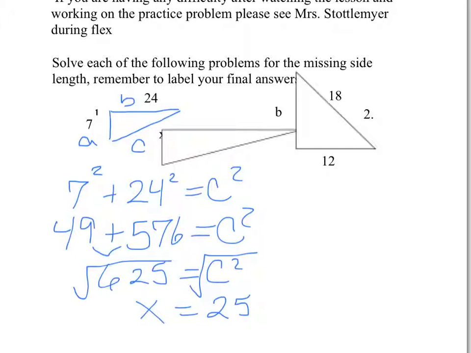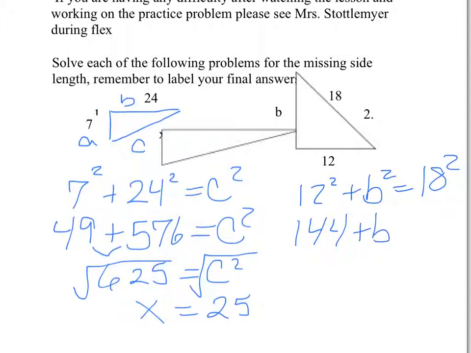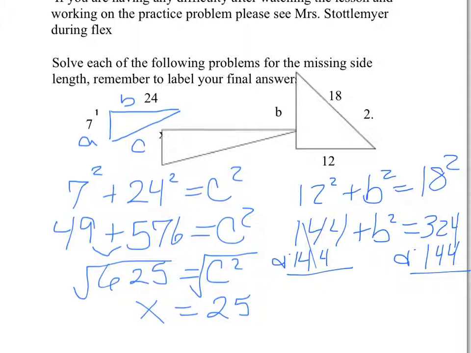Now that you've had the chance to look at number 2, we're going to go ahead and go over it. So I have 12 squared plus b squared equaling 18 squared. Again, go ahead and set up the problem. So 144 plus b squared equals 18 squared, which is 324. I need to get the b squared by itself, so I'm going to add negative 144 to each side of my equation. And that gives me b squared equaling 180.